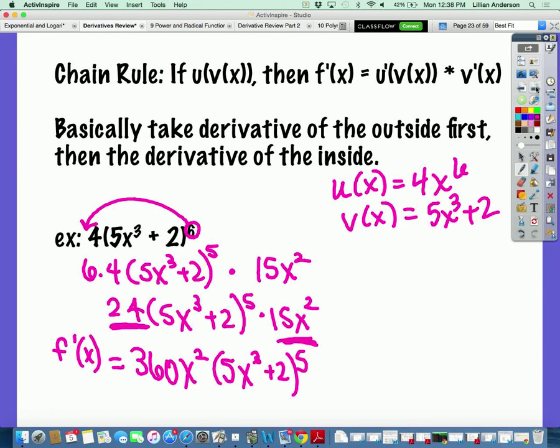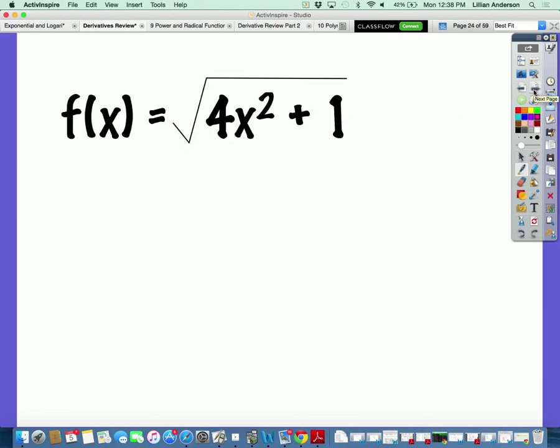So today it's just all chain rule practice, because we have a short period. So here we go. Here's one. It's another chain rule.